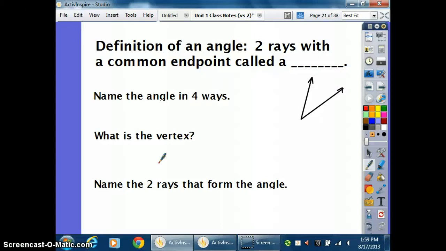Hello, this is Mrs. Secor, and we're going to do 2 pages in our notebooks today. It's about angles and how we name them. So if you could find this page in your notebook. The definition of an angle.